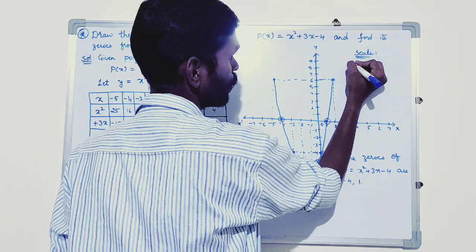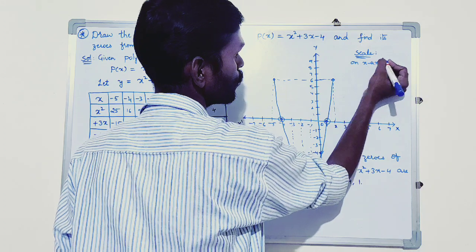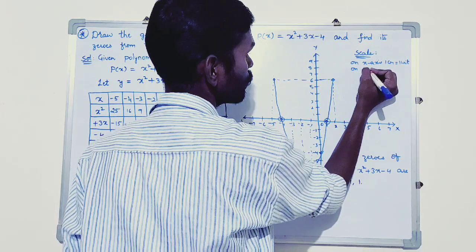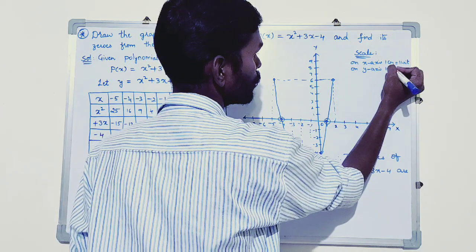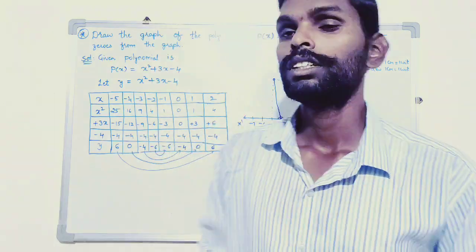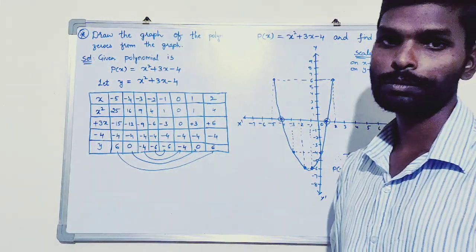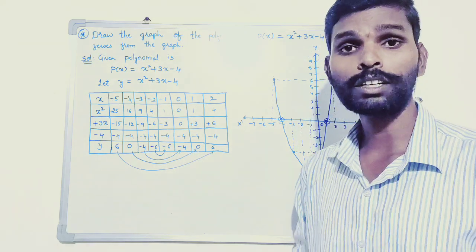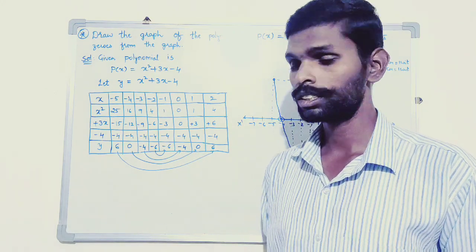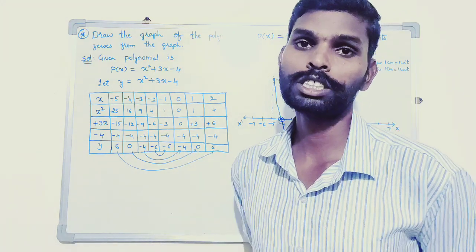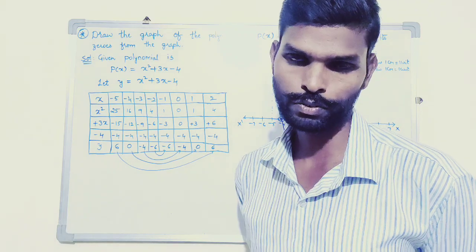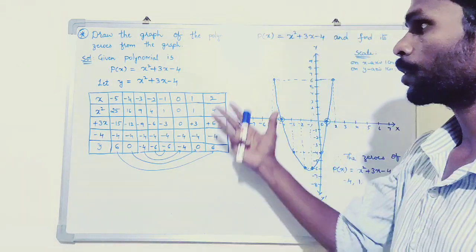You need to write the scale also. Scale on x-axis: 1 centimeter equal to 1 unit. On y-axis: 1 centimeter equal to 1 unit. So this is how to solve a quadratic polynomial graph. Like pair of linear equations in 2 variables, this question is also very important, and this question comes under academic standard 5, visualization and representation. This question will be asked for 4 marks. So this is how to solve this problem.